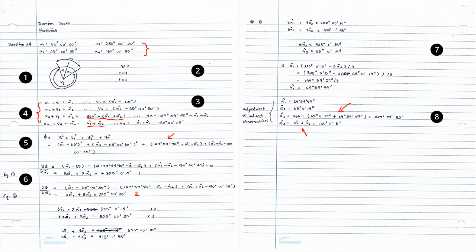Lastly, since the adjusted values for alpha 3 and alpha 4 were written in terms of alpha 1 hat and alpha 2 hat, they can be found. Your completed solution should have all the adjusted values as seen here.